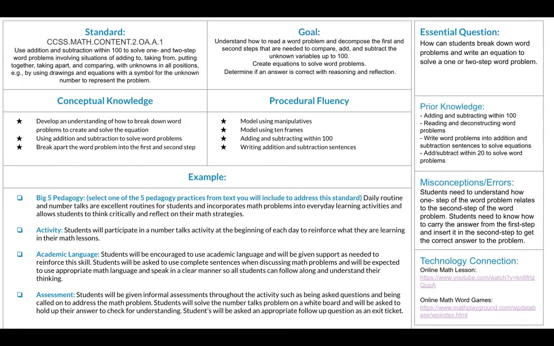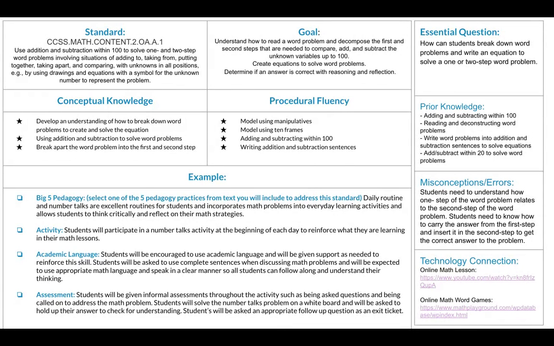So our essential question is, how can students break down word problems and write an equation to solve a one and two-step word problem? So that's our main essential question. The prior knowledge that students should know is adding and subtracting within 100, reading and deconstructing word problems, so being able to recognize a word problem and deconstruct it and make it a math equation. Write word problems into addition and subtraction sentences to solve equations, and add and subtract within 20 to solve word problems.